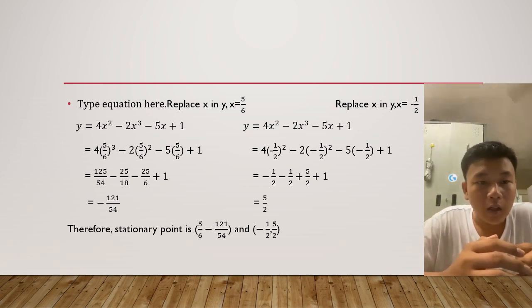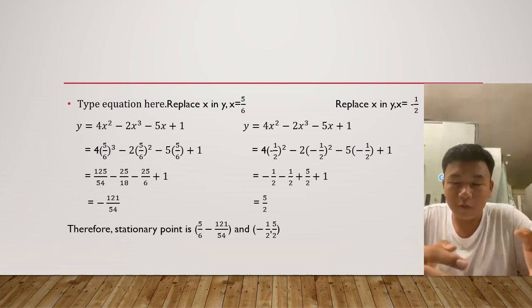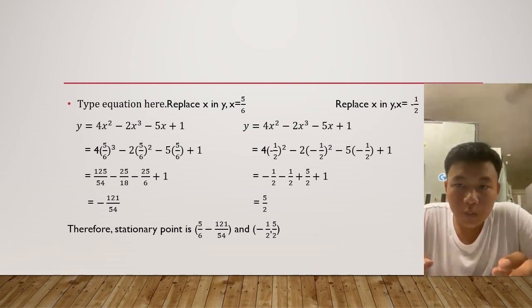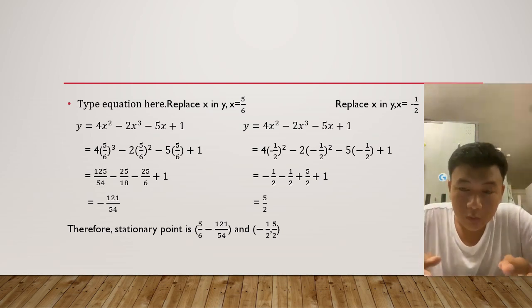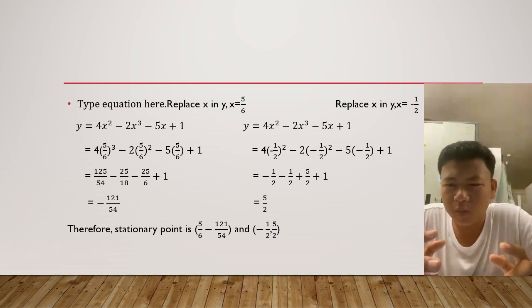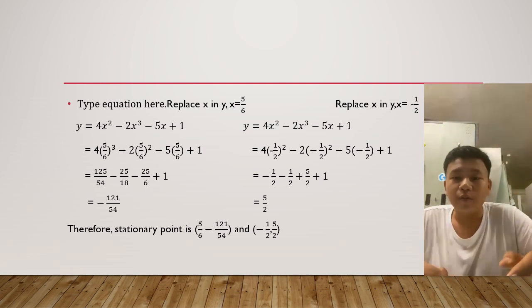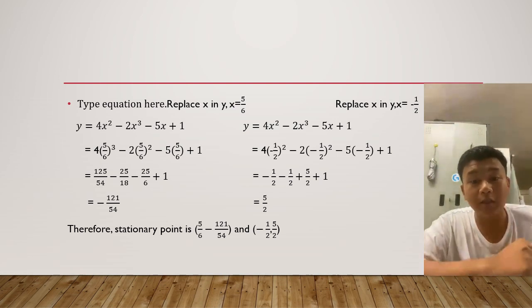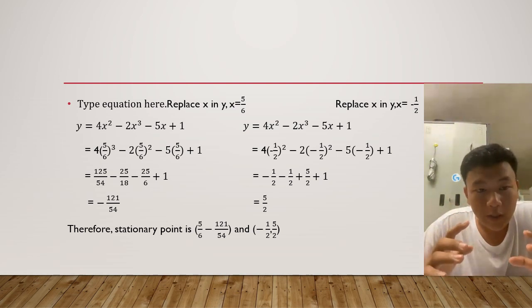And then we change back, because we got two answers, right? 5 over 6 and negative 1 over 2. So we replace x in y, where x equals negative 1 over 2: 4 in the bracket negative 1 over 2 power of 3 minus 2 in the bracket negative 1 over 2 power of 2 minus 5 in the bracket negative 1 over 2 plus 1. Okay, so the answer we get is negative 1 over 2 minus 1 over 2 plus 5 over 2 plus 1, and we will get 5 over 2. Therefore the stationary points are (5 over 6, minus 121 over 54) and (negative 1 over 2, 5 over 2).